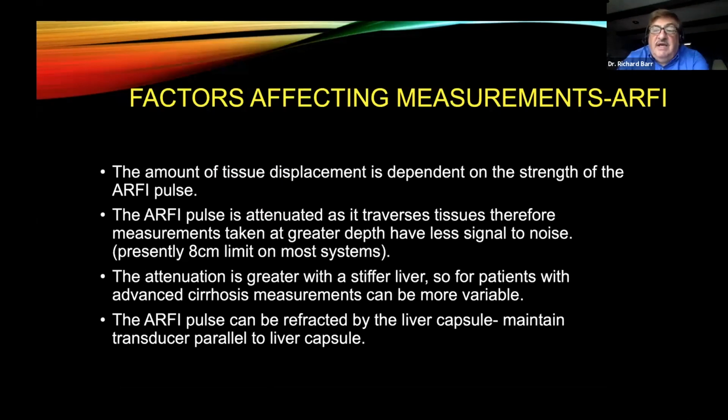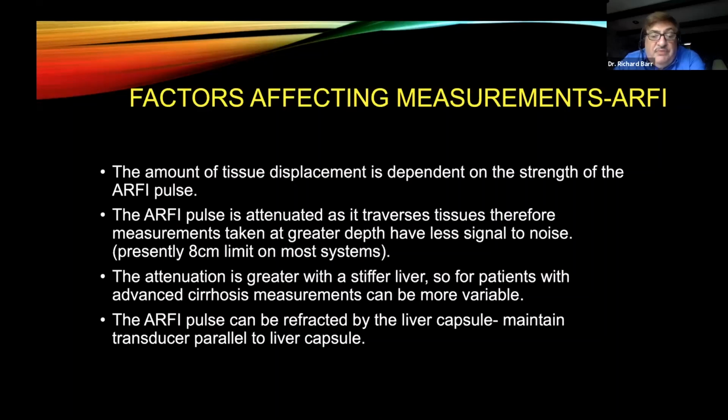Factors that affect measurements. The strength of the RFE pulse is what I use to say this is what we really have to have. The stronger the RFE pulse, the better the shear waves, the easier we can measure with B mode, the more accurate our measurements are going to be. And again, the RFE pulse is attenuated as it traverses tissue. Therefore, measurements taken at greater depth have less signal to noise.